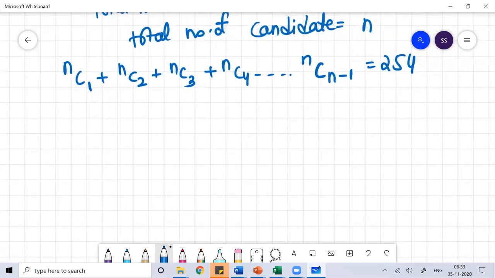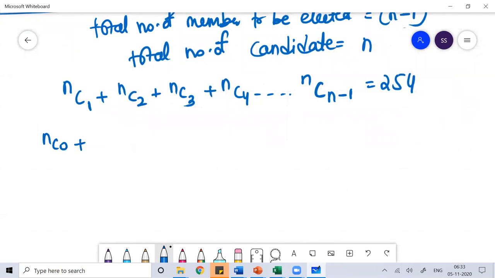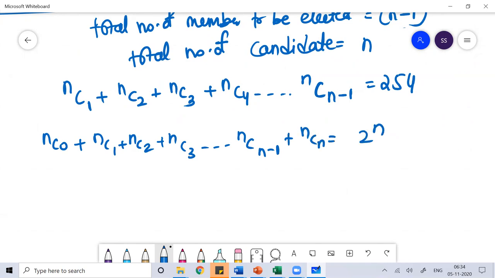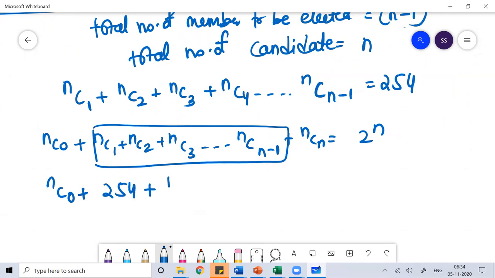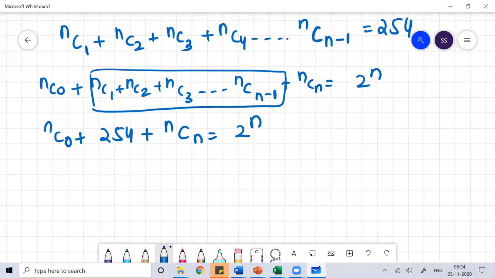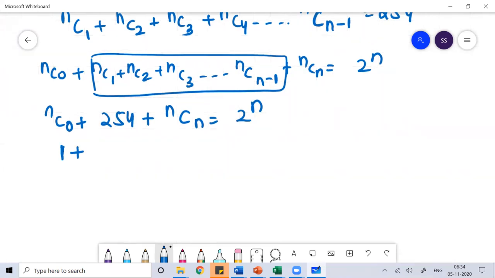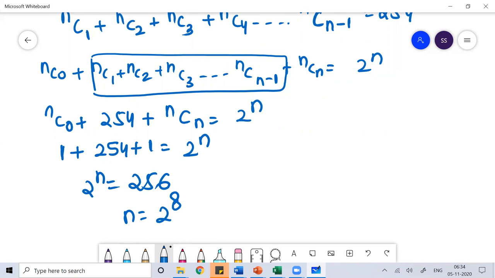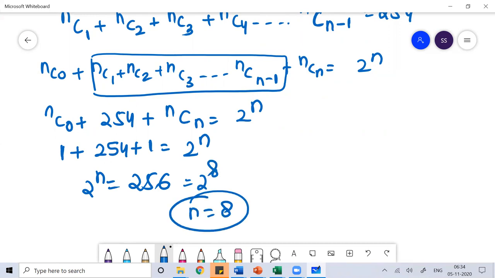Now I hope you know that nC0 plus nC1 plus nC2 plus nC3 up to nC(n minus 1) plus nCn is 2 to the power n. The sum up to nC(n minus 1) is 254, plus nC0 is 1 and nCn is also 1, so this is 2 to the power n, which is 256. So 2 to the power n is 256, which is 2 to the power 8. So n is 8.